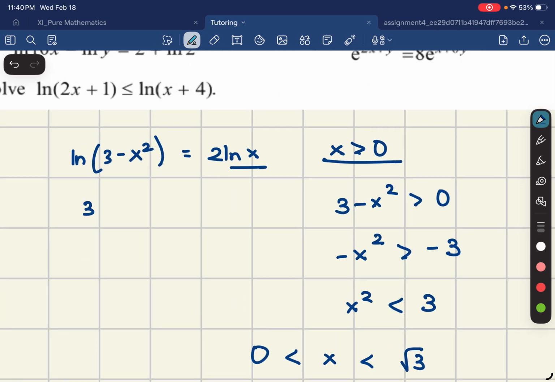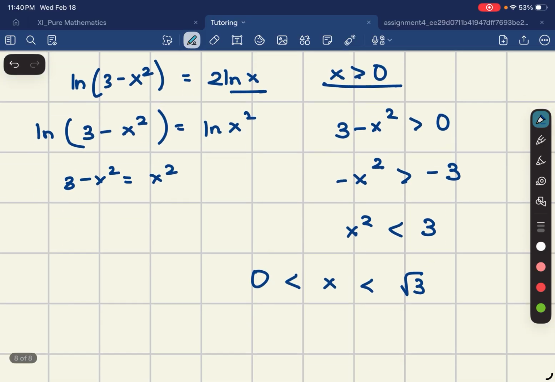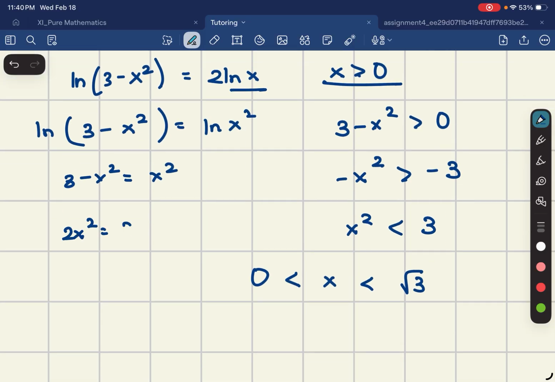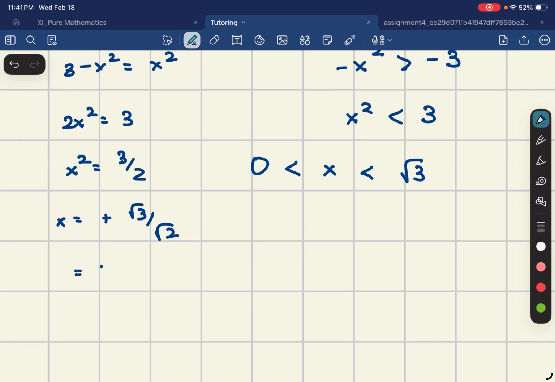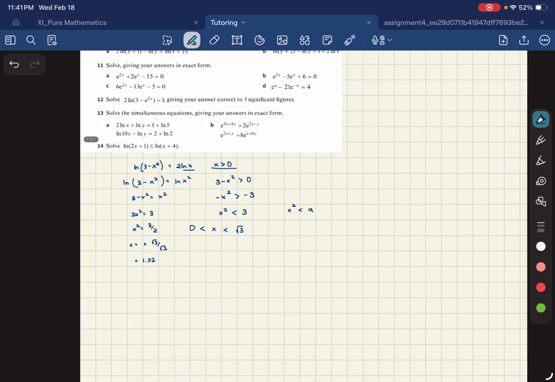So now I can say ln of 3 minus x squared is equal to ln x squared, and therefore 3 minus x squared is equal to x squared. 2x squared is going to be 3, so x squared is going to be 3 by 2. And x is going to be positive because it cannot be negative. It's going to be positive root 3 by root 2, and root 3 by root 2 is definitely less than square root of 3. So to three significant figures, 3 by 2 to the power 0.5 is 1.22. So that is the only answer.